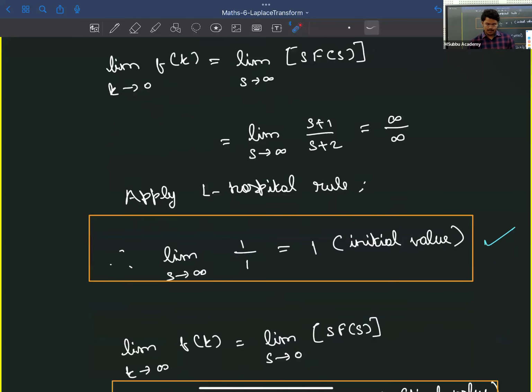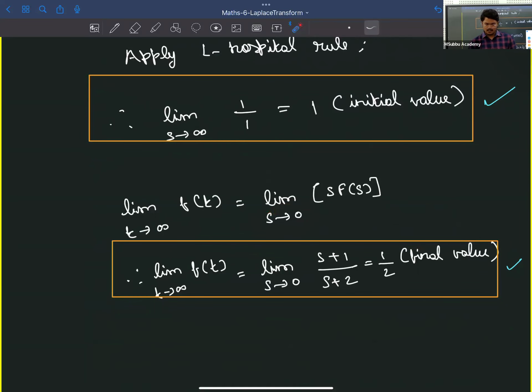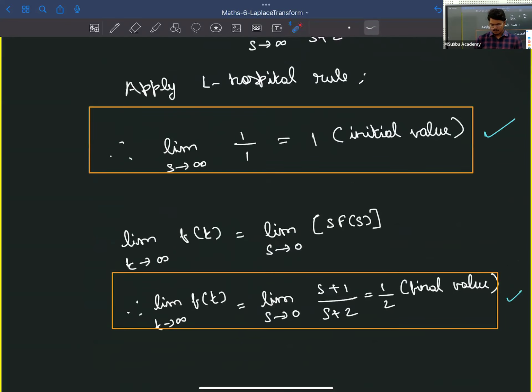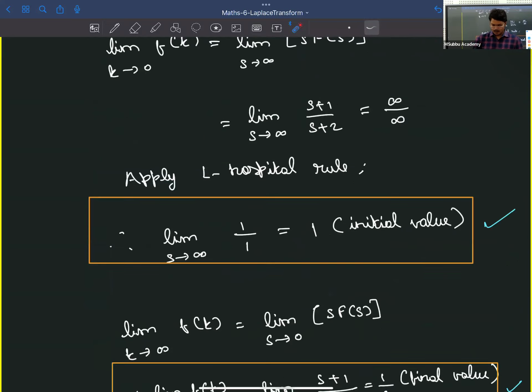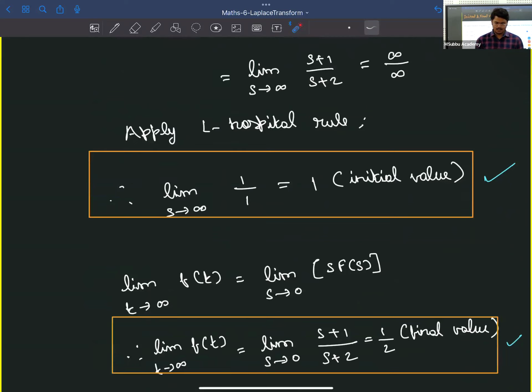And again the final value: for the final value you just take s tends to 0. So when you substitute 0 for s, it's not 0 by 0 or infinity by infinity, you directly get the value, so no need of L'Hospital. So directly the final value will be 1 by 2. That's all. So initial value is 1 and final value is 1 by 2. This will be the answer.